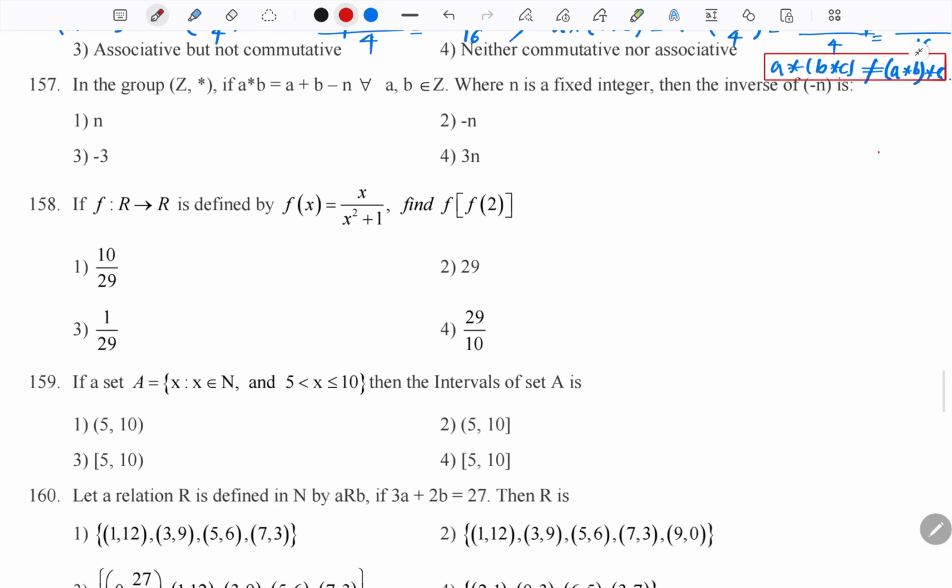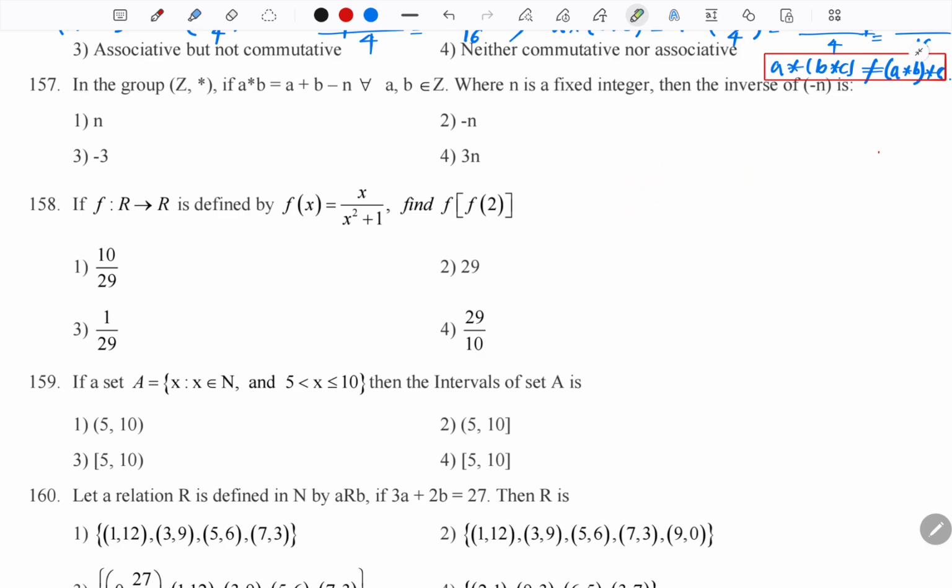In the group, let binary operation star be defined as A star B equal to A plus B minus n, where n is a fixed integer. What is the inverse of minus n? Here we know, what is the multiplicative identity, students? It's 1, right? And what is the additive identity? 0, right? A into 1 is equal to A, that equals 1 times A, as well as A plus 0 is equal to 0 plus A. It's the addition identity, and the multiplication identity is A into 1.